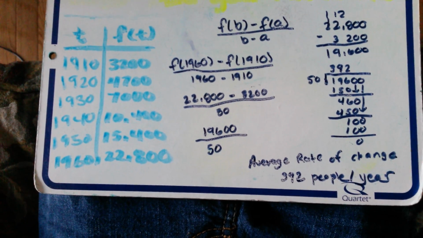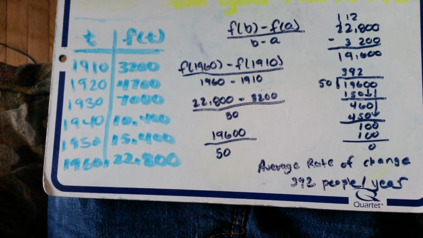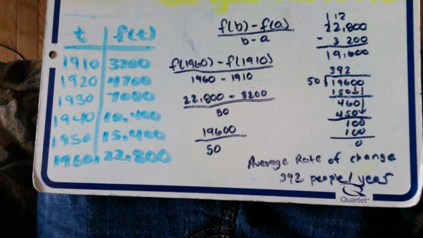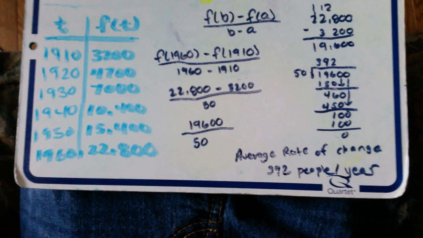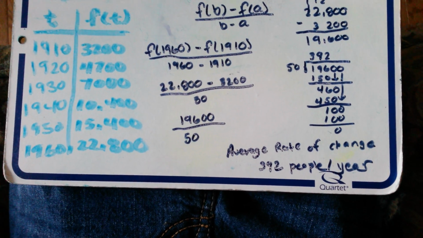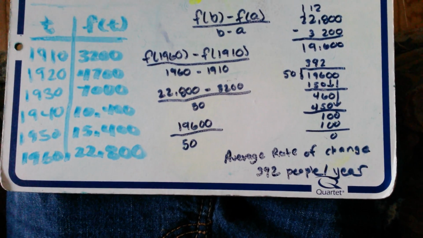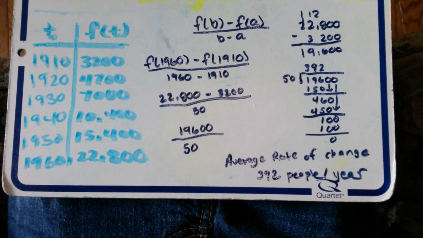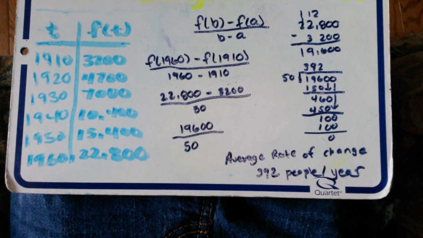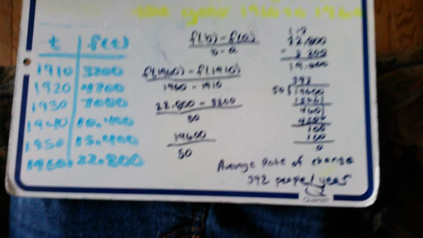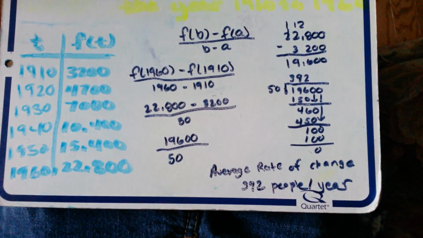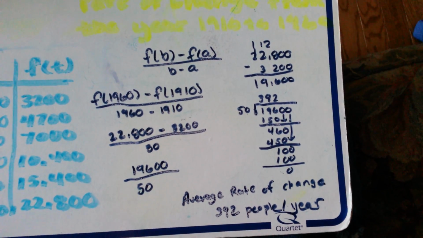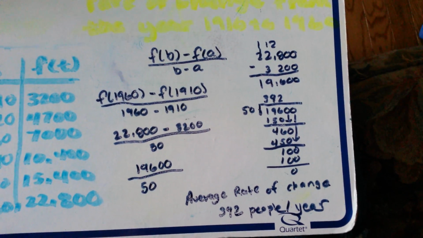Look over here to your graph, find 1960. 1960 is going to be 22,800, okay? And 1910 is going to be 3,200. You see that I got that down, and we subtracted 1960 by 1910. That would give us 50. Subtract them two, and that would give you 19,600 divided by 50. I worked it out. You see over here where I got that, 22,800 minus 3,200. Yeah, that's how I got it.